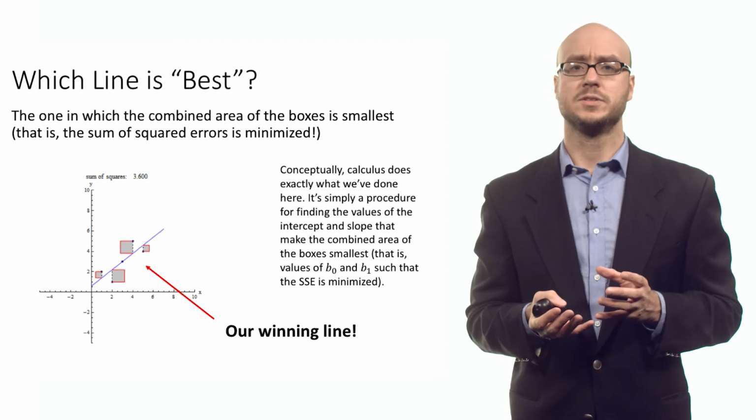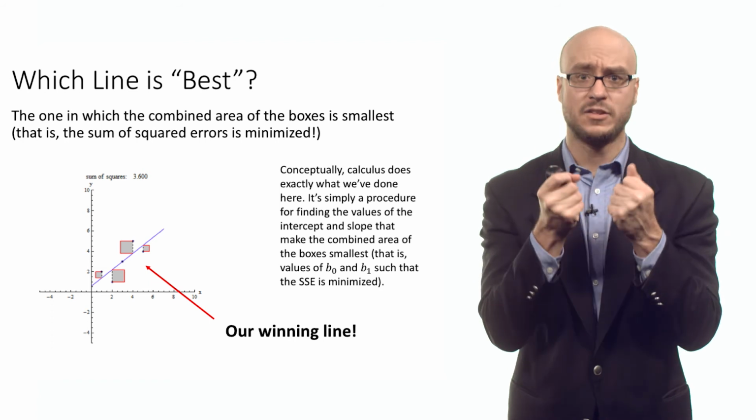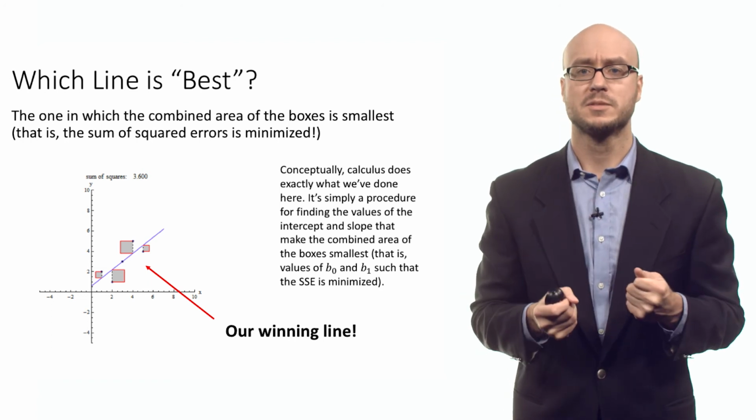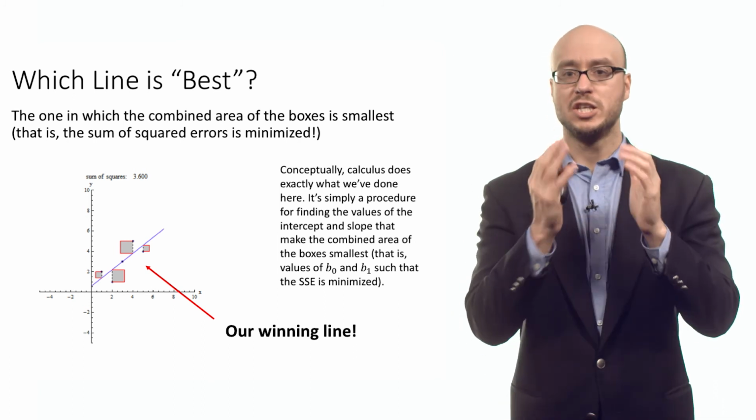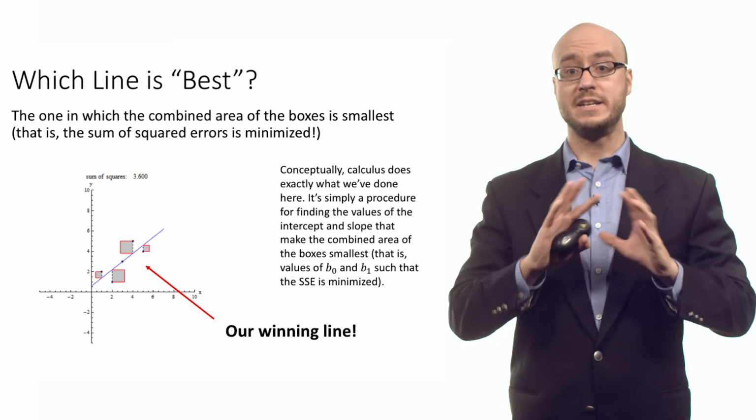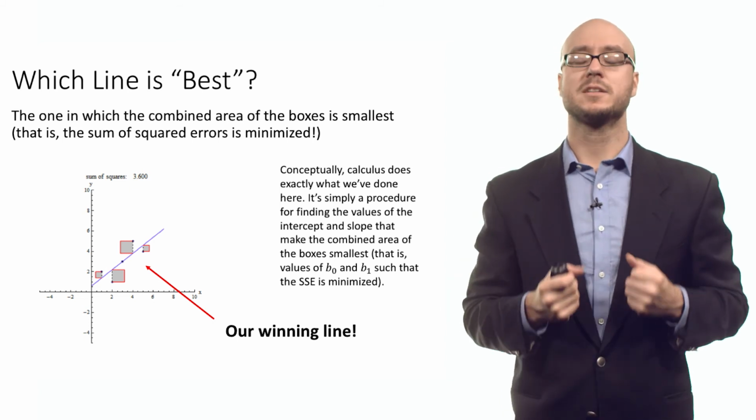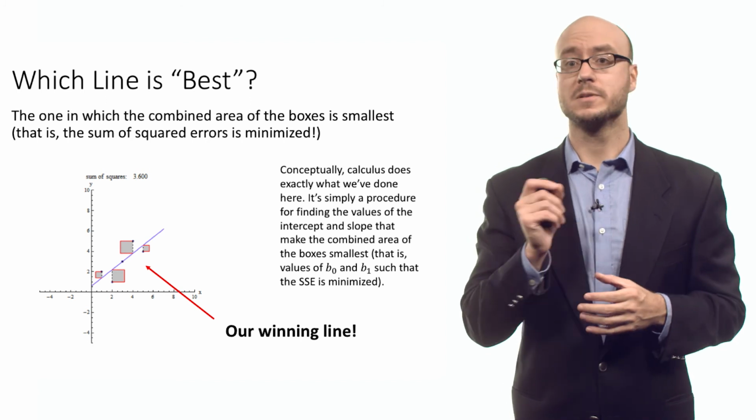That is all the calculus is doing. It's using this criterion of finding the total area of the boxes as small as possible and then saying, here's the intercept and slope. When you minimize the sum of the squared errors, you get an intercept and slope with these particular values of 0.5 and 1. Now, for a different scatter plot, by minimizing the sum of the squared errors, you're going to get a different intercept and slope value. But the key point is that by minimizing the sum of squared errors, the method of least squares gives you a line that we call the best fit.